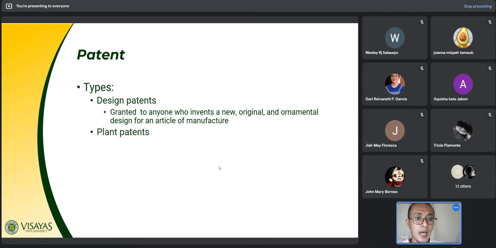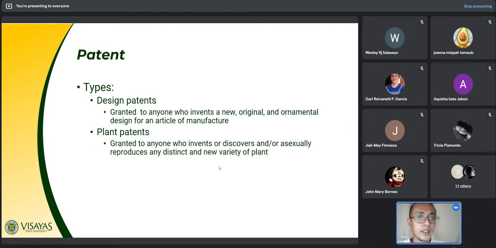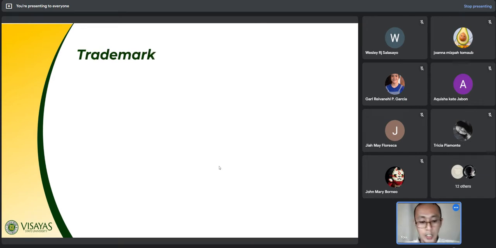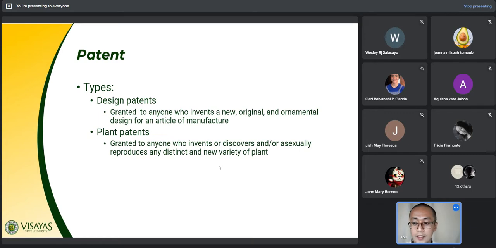Then we also have, class, plant patents. These are granted to anyone who invents or discovers and asexually reproduces any distinct and new variety of plants. Like mga grafted, class, nga plants, you can apply for plant patents for that, if siya is something new aside sa usual grafted plants nga ma-produce. Like for example, imong guava, imong gi-grafted and then produce siya og apple. So that's something new. Then you can apply for a plant patent for your discovery. Okay? Question, class, or clarification about patents.